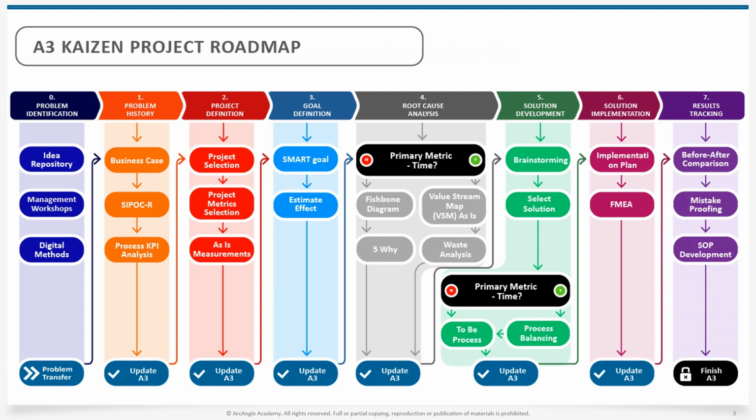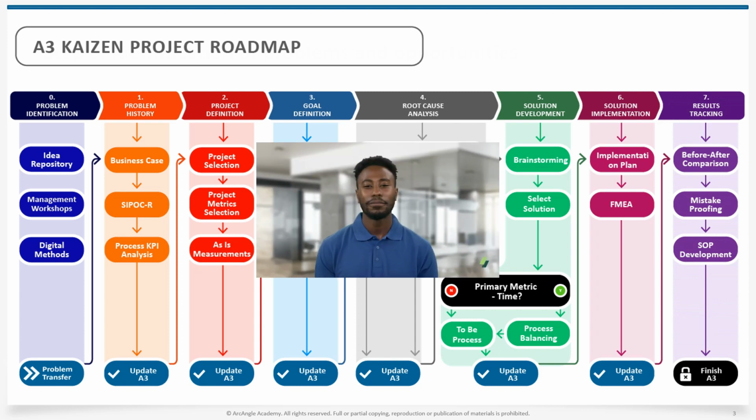These are the top-level phases of the A3 Kaizen project roadmap. We will revisit this roadmap throughout our training as we explore each step and the associated tools and techniques in detail. By following this roadmap, organizations can effectively navigate the Kaizen project journey, addressing problems, identifying root causes, developing solutions, and implementing improvements.